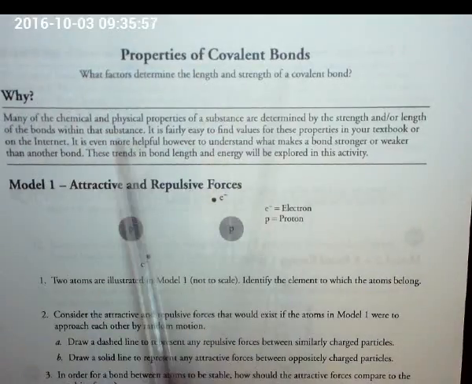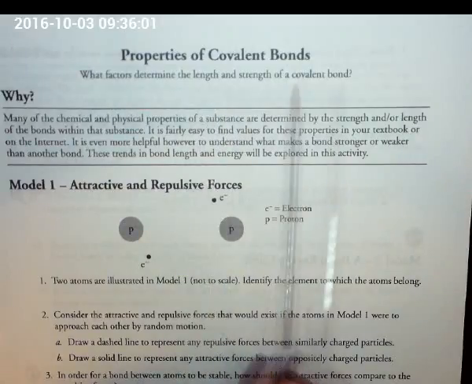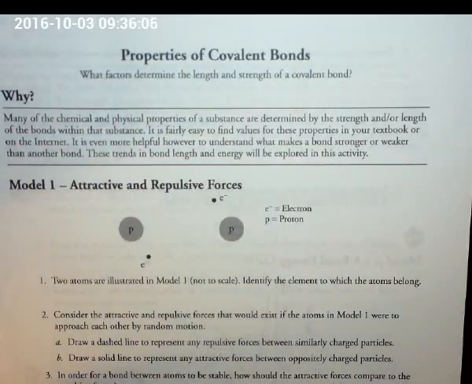All right, so properties of covalent bonds. This POGL is going to help us figure out what factors determine the length and strength of a covalent bond. Now, when we talked about length and strength the other day, when we were drawing dot structures, we talked about how you figure it out based on bond order, right? Do you remember bond order?